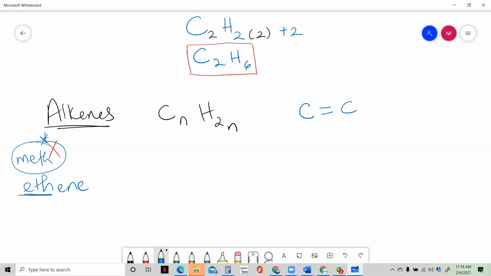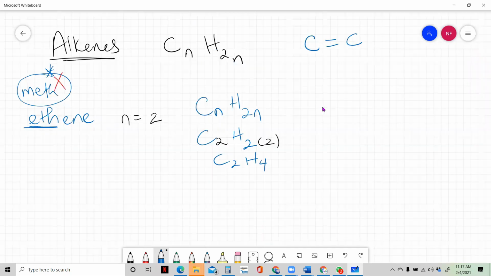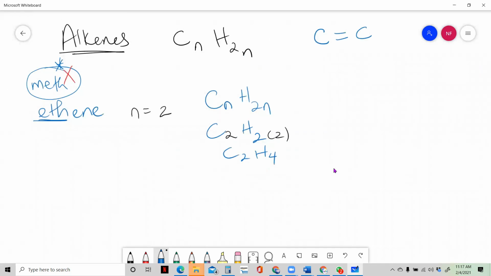So let's go with ethene. For ethene, my N is equal to 2. What will be the formula here? We're going to have C2, right? Then we're going to have H, and 2 times 2, which is what? C2H4. Great. All right, so we can pick it up a notch. We can go a little faster because alkenes are great.